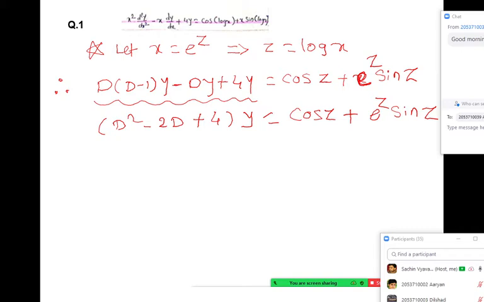Okay. Now how to solve this? Anyone? This is not new. Do it. Find the YC. Do the calculation and tell me the YC.